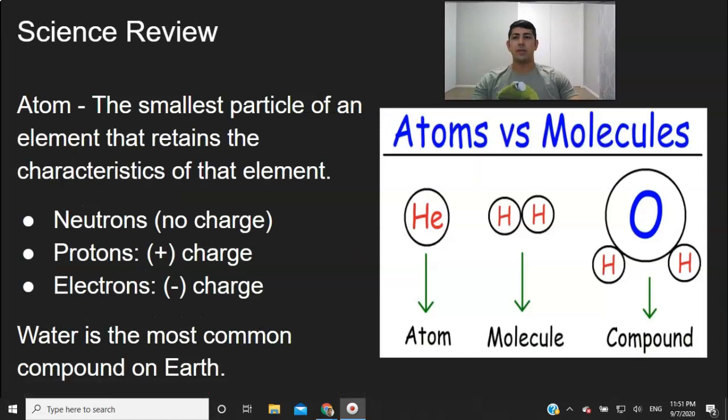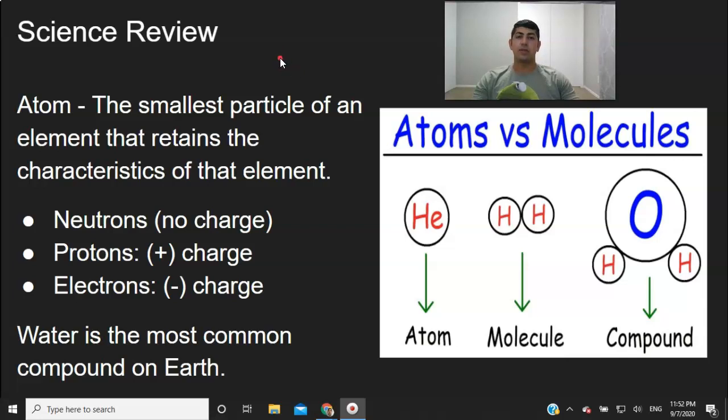Continuing on with the science review, we're going to review what an atom is, which is the smallest particle of an element that retains the characteristics of that element. So some important things about the atom is that a neutron has no charge, a proton has a positive charge, electron has a negative charge, and water is the most common compound on Earth.